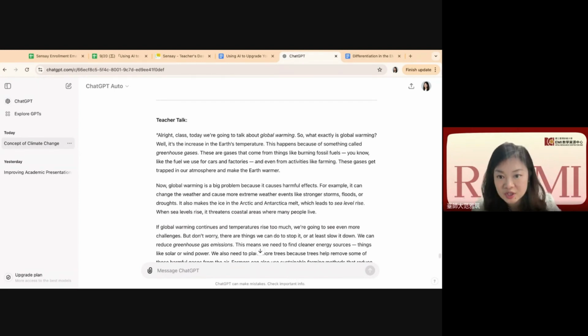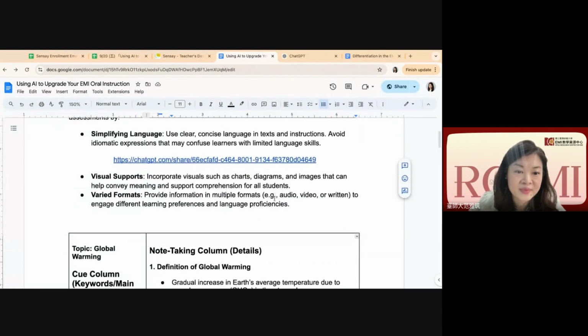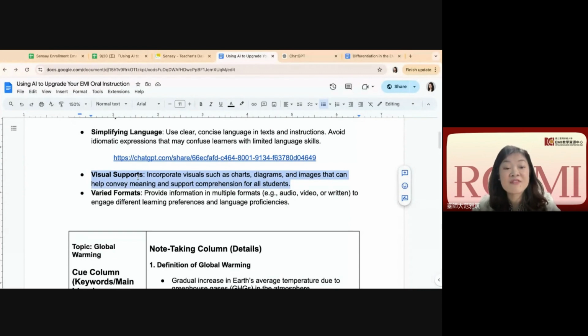And then with a teacher talk, you actually give lots of rhetoric usage to grab their attention. So you ask questions. Those questions don't mean that you're really asking them questions, but the questions are to gather their attention. That's called rhetorical questions. So you say, so what exactly is global warming? Well, it's the increase in the Earth's temperature.